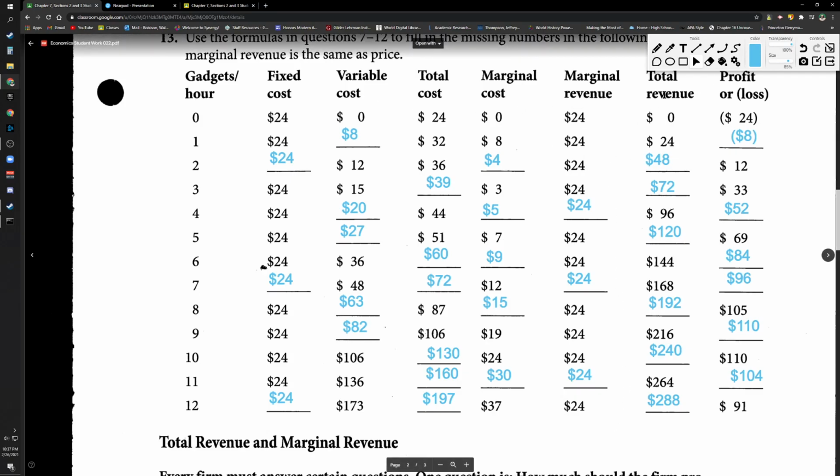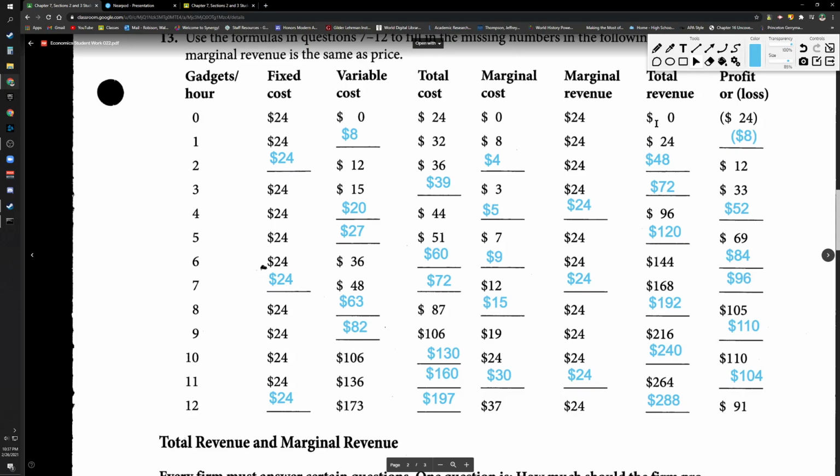So how do I figure out my total revenue? Remember, that's price times quantity. So $24 times 0 is 0. $24 times 1 is 24. 24 times 2 is 48, and so on and so forth, all the way down. And then your profit or your loss is determined by total revenue subtracted from your total cost. If the number is negative, it's a loss. If the number is positive, it's a profit.